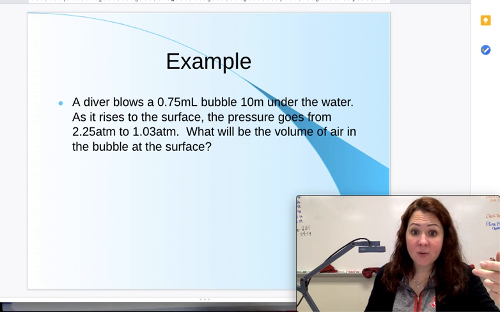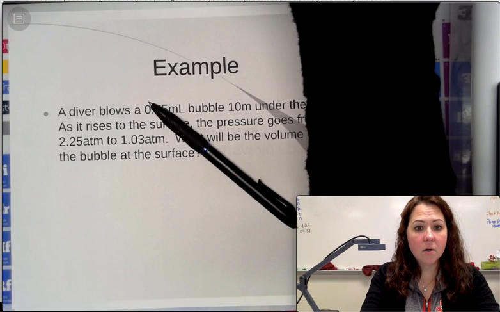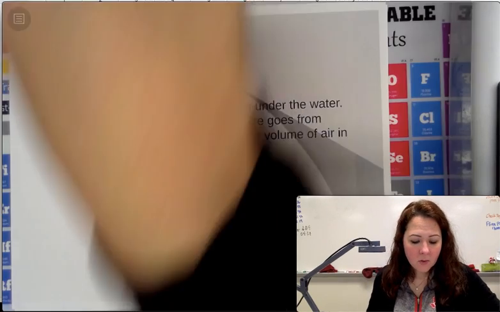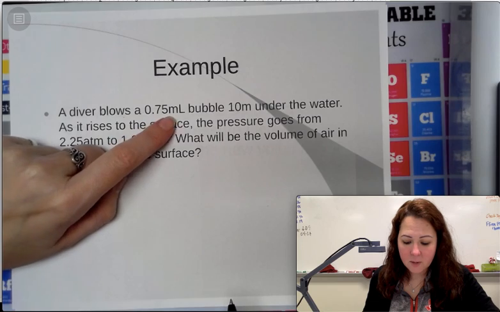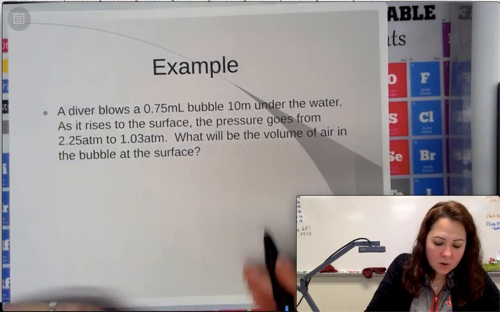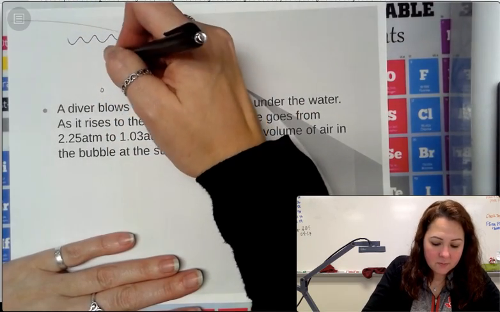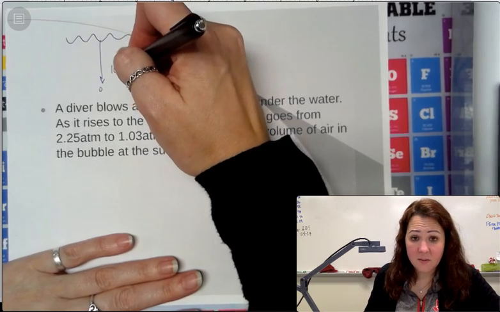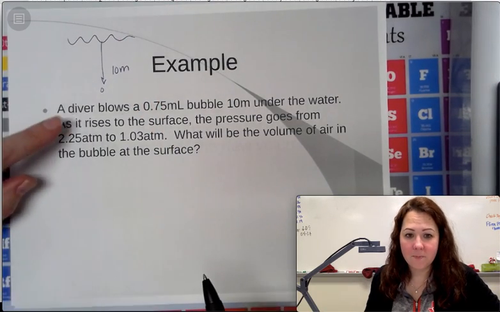So with these math problems, I actually have this on my document camera. I'm going to do two examples that you may see on your homework. This one says a diver blows a 0.75 milliliter bubble 10 meters under the water. So under the water, we've got a little bubble, and it's 10 meters down. That 10 meters doesn't really mean anything other than it's saying, hey, you're below the surface of the water.